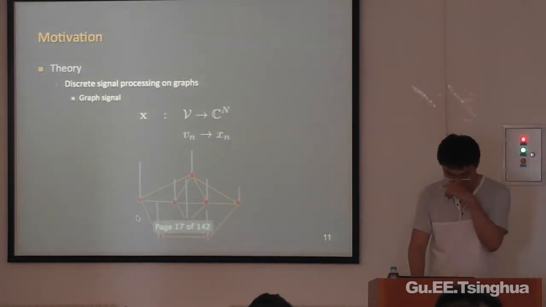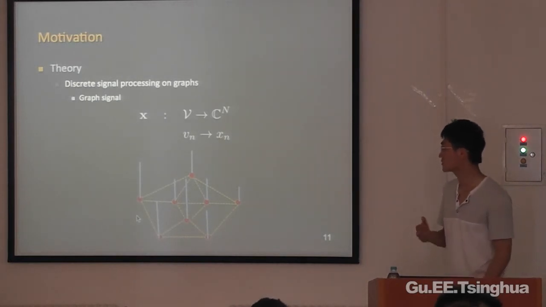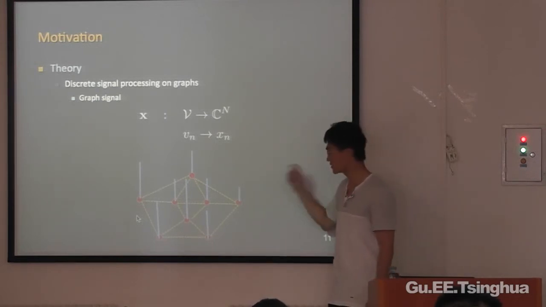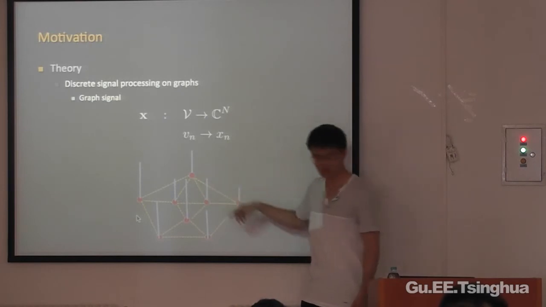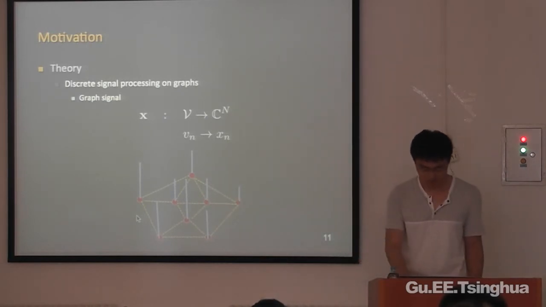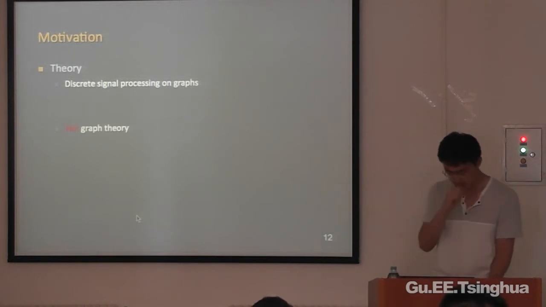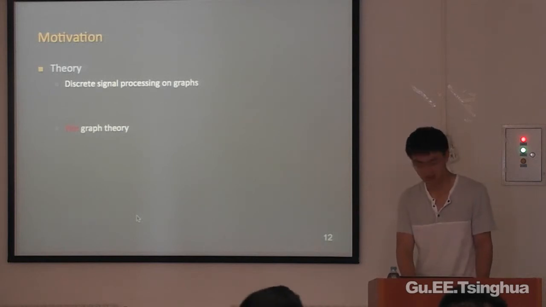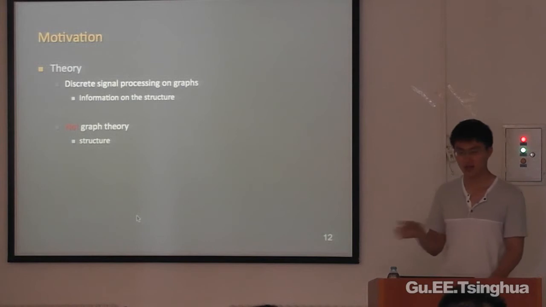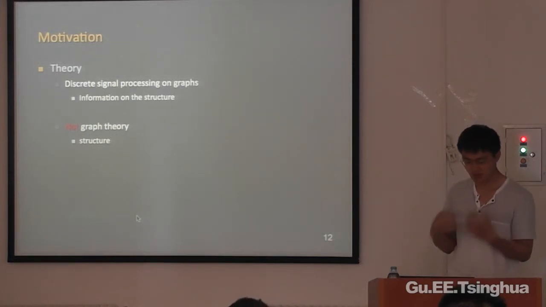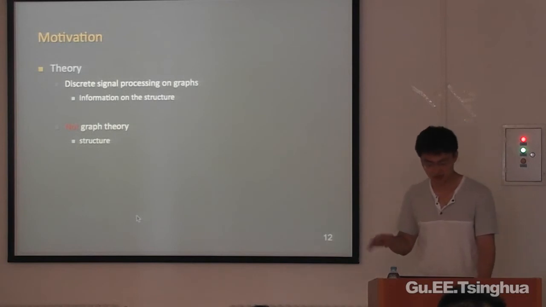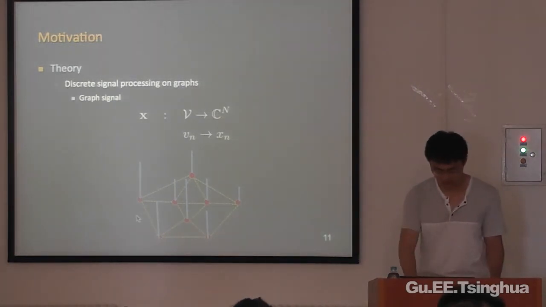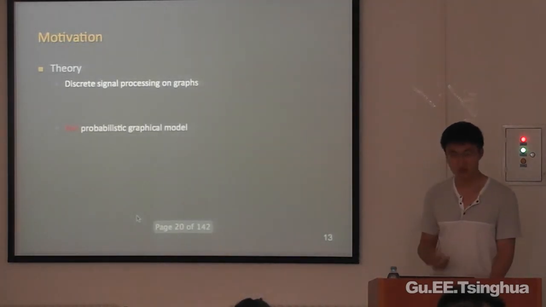complex structure. And the graph signal defined on this framework is, for each node, there is some value associated with it. Notice that the structure behind those vertices is different and more complex. One thing to notice is DSP on graphs is not graph theory. Graph theory considers a problem and analyzes the graph structure itself, but we consider the information on the structure. So we are doing signal processing, the signal on the structure. So it's different. And also it's not a probabilistic graphical model.